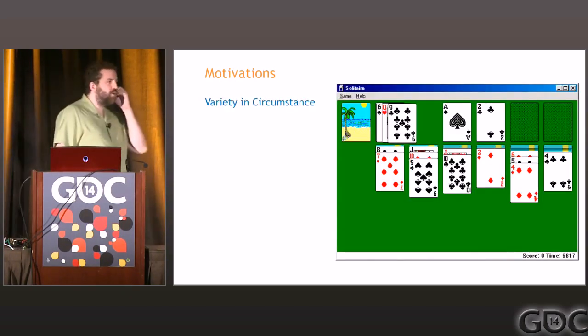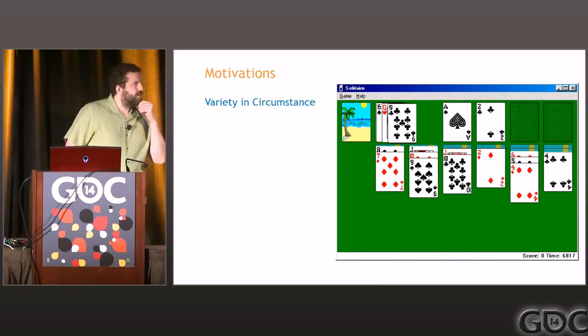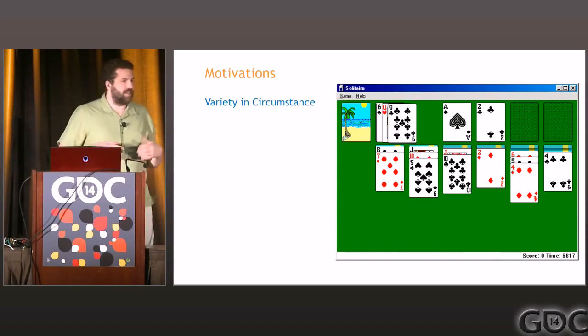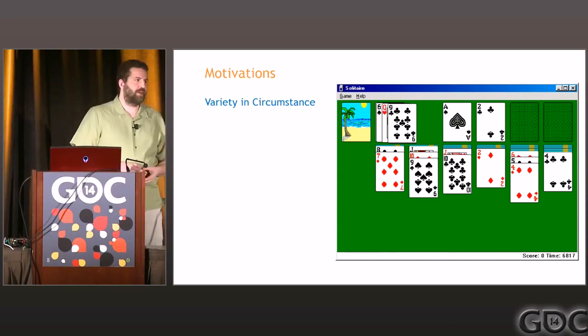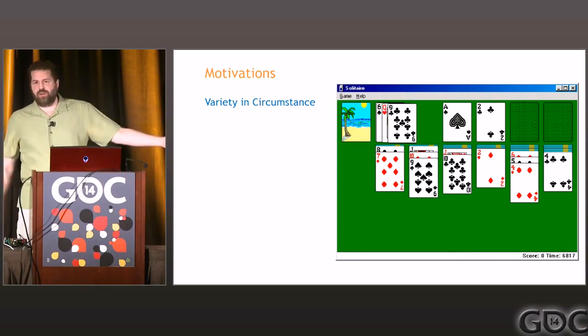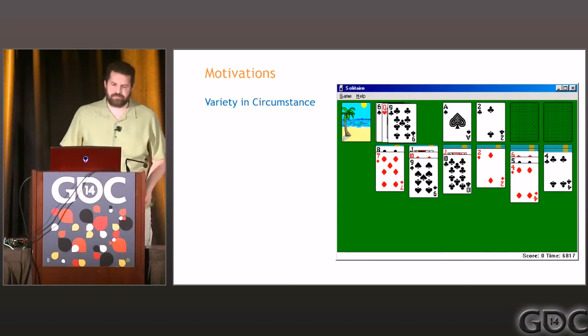Okay, so why do we use randomness in games? Why do we care about randomness? There are a number of reasons, I think. One is variety in circumstance. Some people might call this input randomness. No one would ever play solitaire if the cards were always in the same configuration when you started, right? And it's obvious, but it provides variety of play.